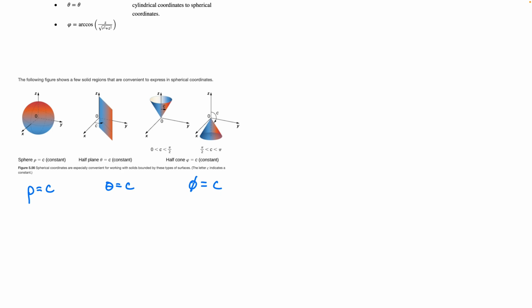It's useful to keep in mind that rho set equal to a constant describes a sphere of radius c centered at the origin. Theta set equal to a constant gives you a half plane. And phi set equal to a constant will provide you with half of a cone, provided that the c is not pi over 2. For acute angles, you'll get the upper nappe, and for obtuse angles, you'll be given a lower nappe.